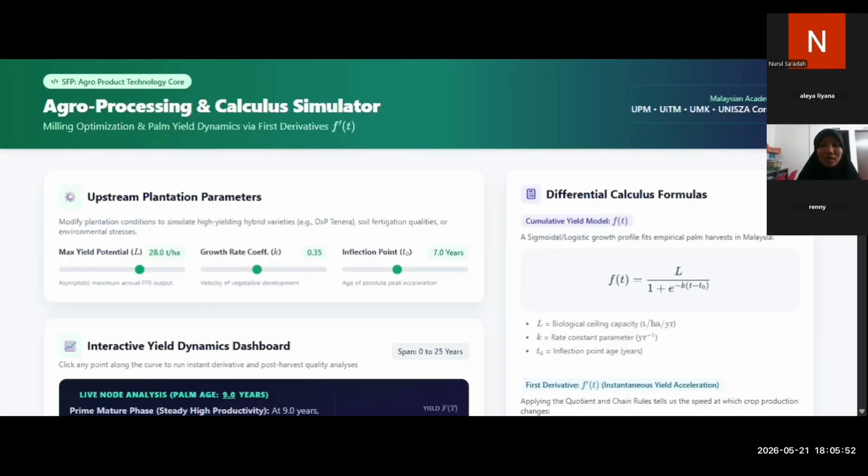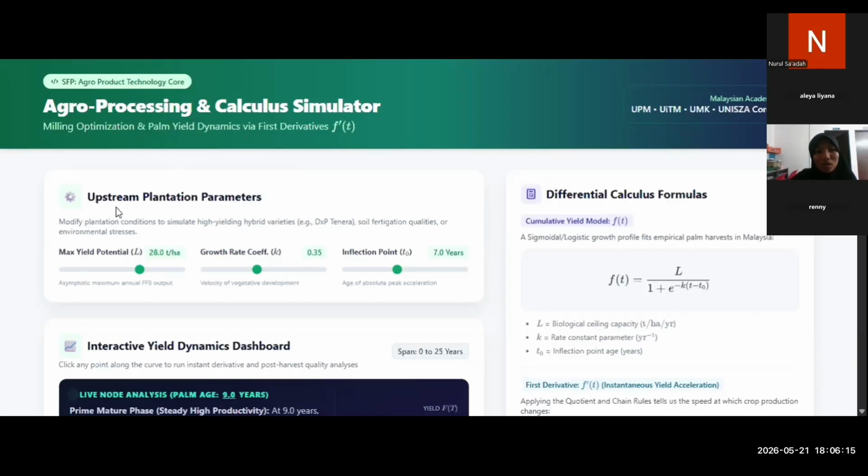My name is Dhania Maisarah Binti Abdul. My matric number is F25A1974. Today, I will present about the agro-processing and calculus simulator, median optimization, and farm yield dynamics via first derivatives.